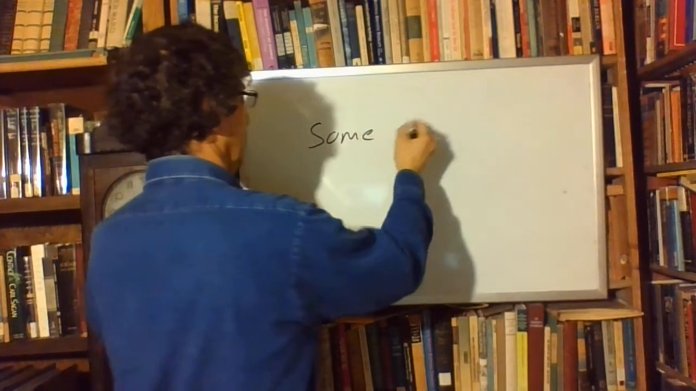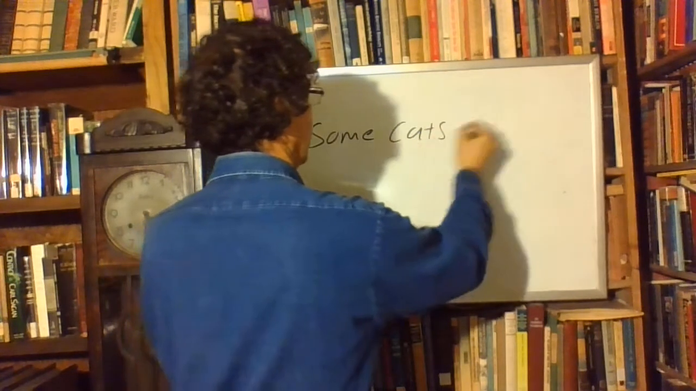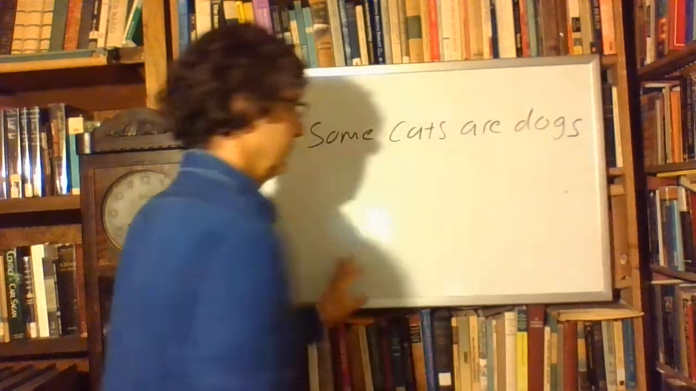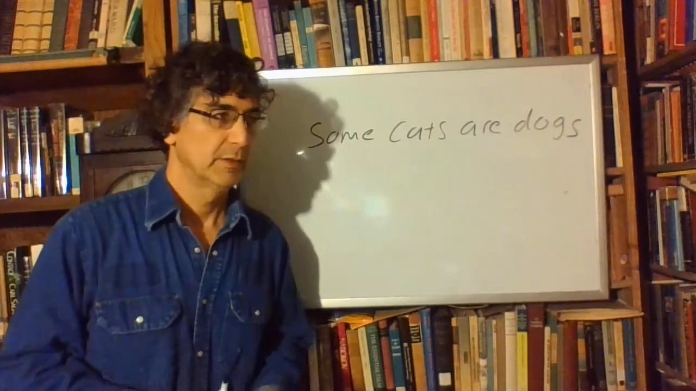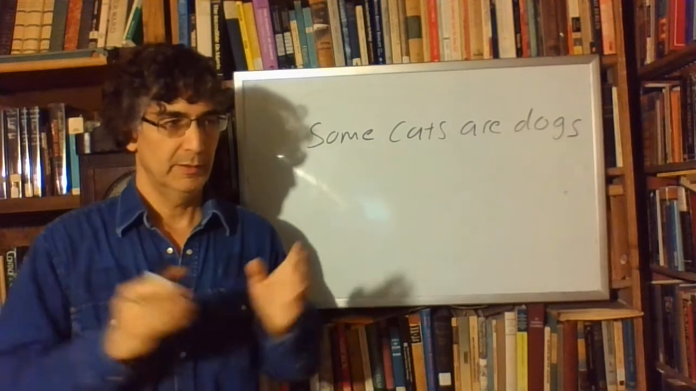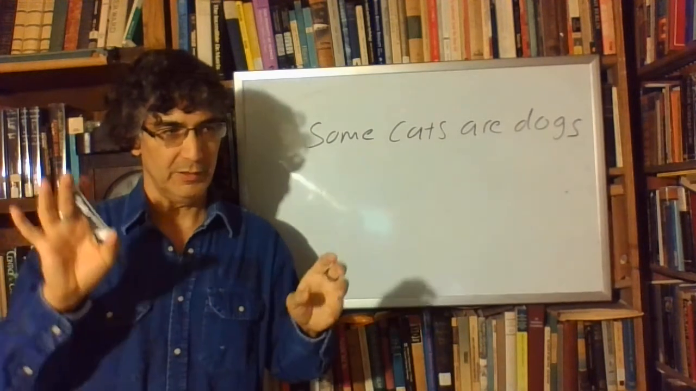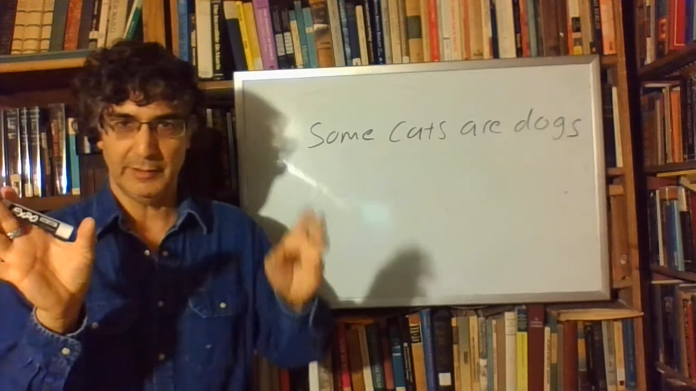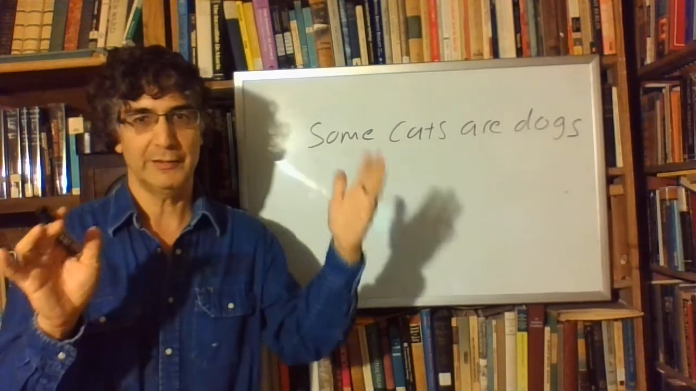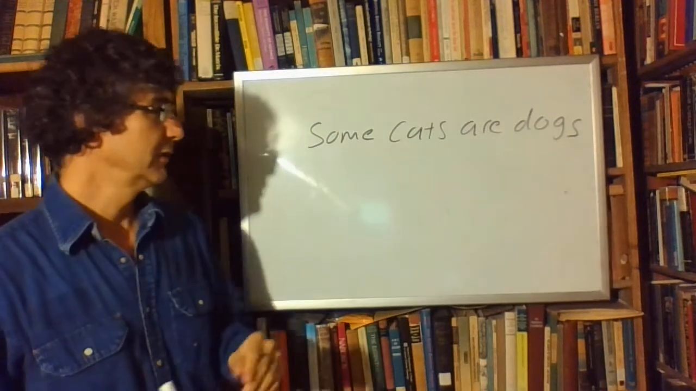I'm going to put here, some cats are dogs. That sounds like a weird proposition, but there was a cartoon for a while where half the star was a cat on one side and the other side was a dog. I don't know if you ever saw it. It like screwed up the zoology of a whole generation of kids.